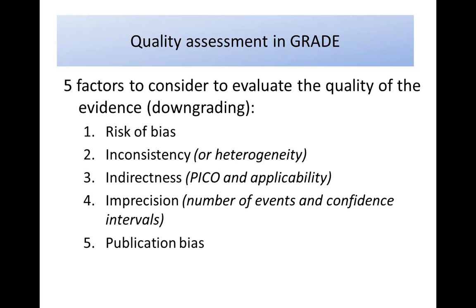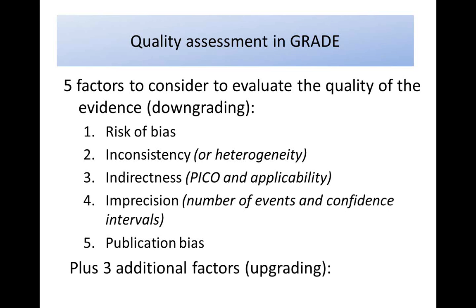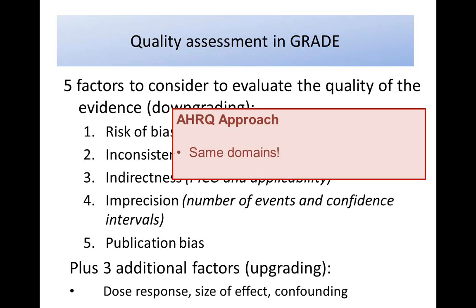When we're looking at the overall quality of evidence in GRADE, we've got 5 factors that we can use to downgrade the quality of the evidence, and they are the risk of bias, inconsistency, indirectness, imprecision, and publication bias. We have three additional factors that allow us to upgrade the quality of the evidence, and they are dose-response association, the size of the effect, and a factor about confounding. And the nice thing is, in the ARC approach, we use the same domains. They have very slightly different names, but basically the principles are the same.